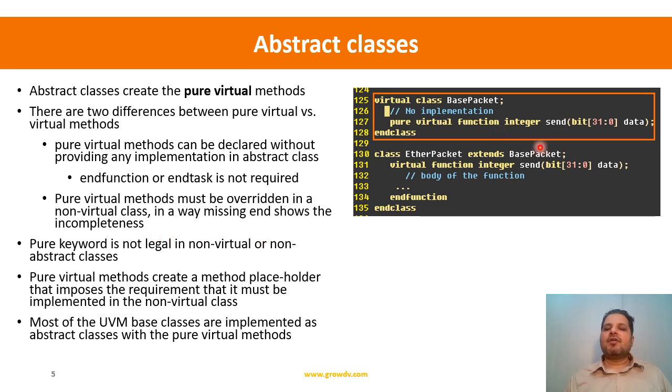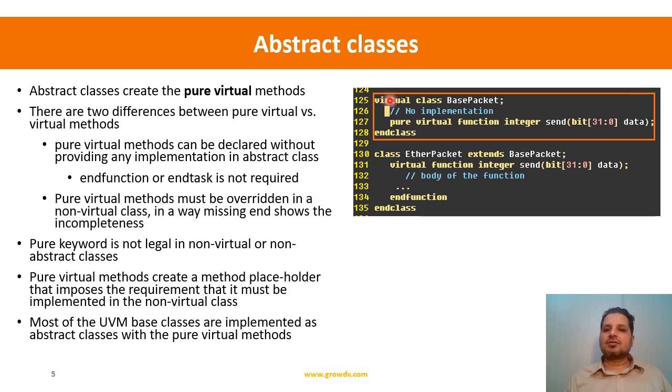In a way, you can see that since the end task or end function is missing, it shows that incompleteness. So if this abstract class gets extended, then these pure virtual methods must be implemented, otherwise an error will be flagged. And this pure keyword is not legal in non-virtual or non-abstract classes.